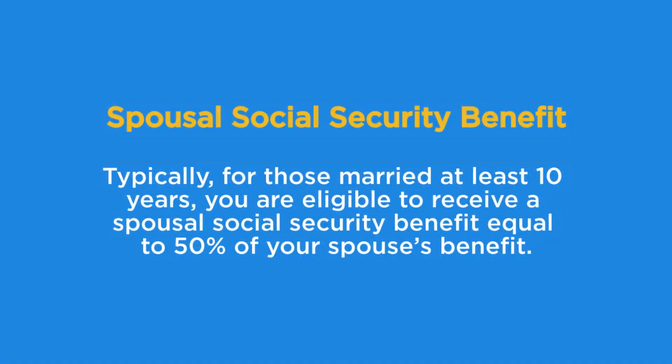Typically, for those married at least 10 years, you are eligible to receive a spousal Social Security benefit equal to 50% of your spouse's benefit. For many married couples who both work and pay into the Social Security system, their spousal benefit is an afterthought, since their benefit is typically greater than 50% of their spouse's. Because it's important to note you can only get one or the other. Now, for an educator who is not paid into Social Security, but who is married to an individual who is paid into Social Security, it's easy to see how he or she would be an obvious candidate for spousal Social Security benefits.